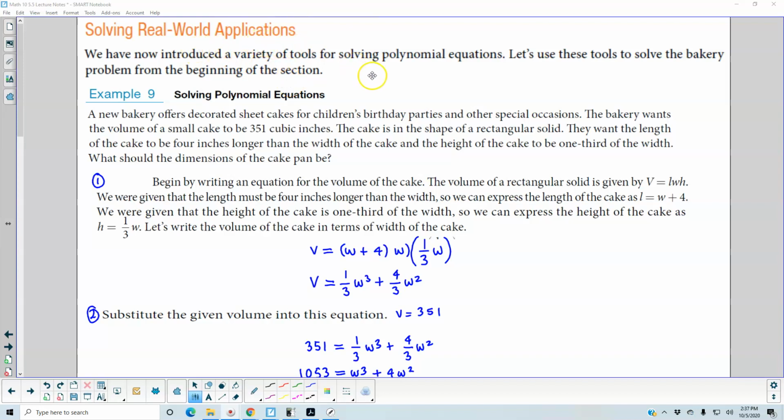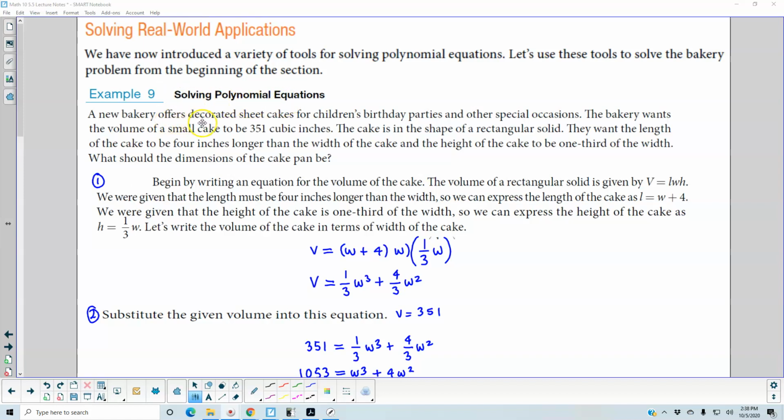Solving real-world applications. We have now introduced a variety of tools for solving polynomial equations. Let's use these tools to solve the bakery problem from the beginning of the section. Example 9, solving polynomial equations.